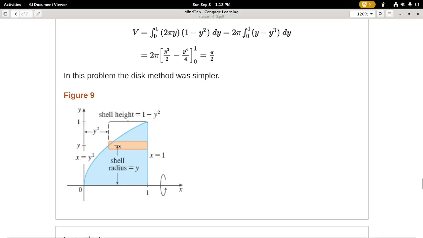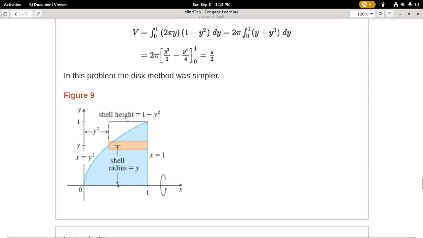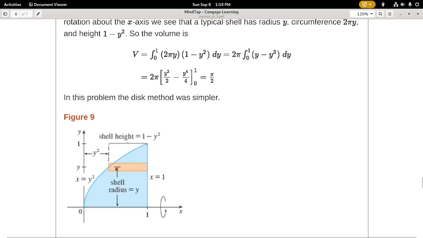It's still just circumference, thickness, and height. So what's the circumference of this thing now? It's still 2 pi times the radius. It's just the radius now goes in the y direction instead of in the x direction like it did before. So radius is still just distance from the axis to the value that you're at. So in this case, the radius is y. And now we need the height of this thing.